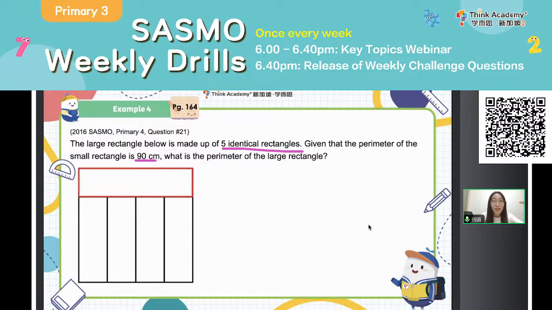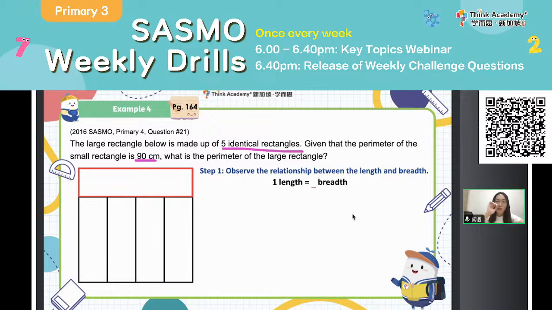So here, let's just focus on one small rectangle since we know its perimeter is 90 centimeter. What can we get? Well, the first step is to observe the relationship between the length and the breadth. Everyone, try to observe and please tell me how many breadths are equal to 1 length. You can just type your answer in the chat box. Let me check how many students can answer this correctly. Length is the longer side. Breadth is the shorter side. So 1 length equals to how many breadth? Good job. 4, right?